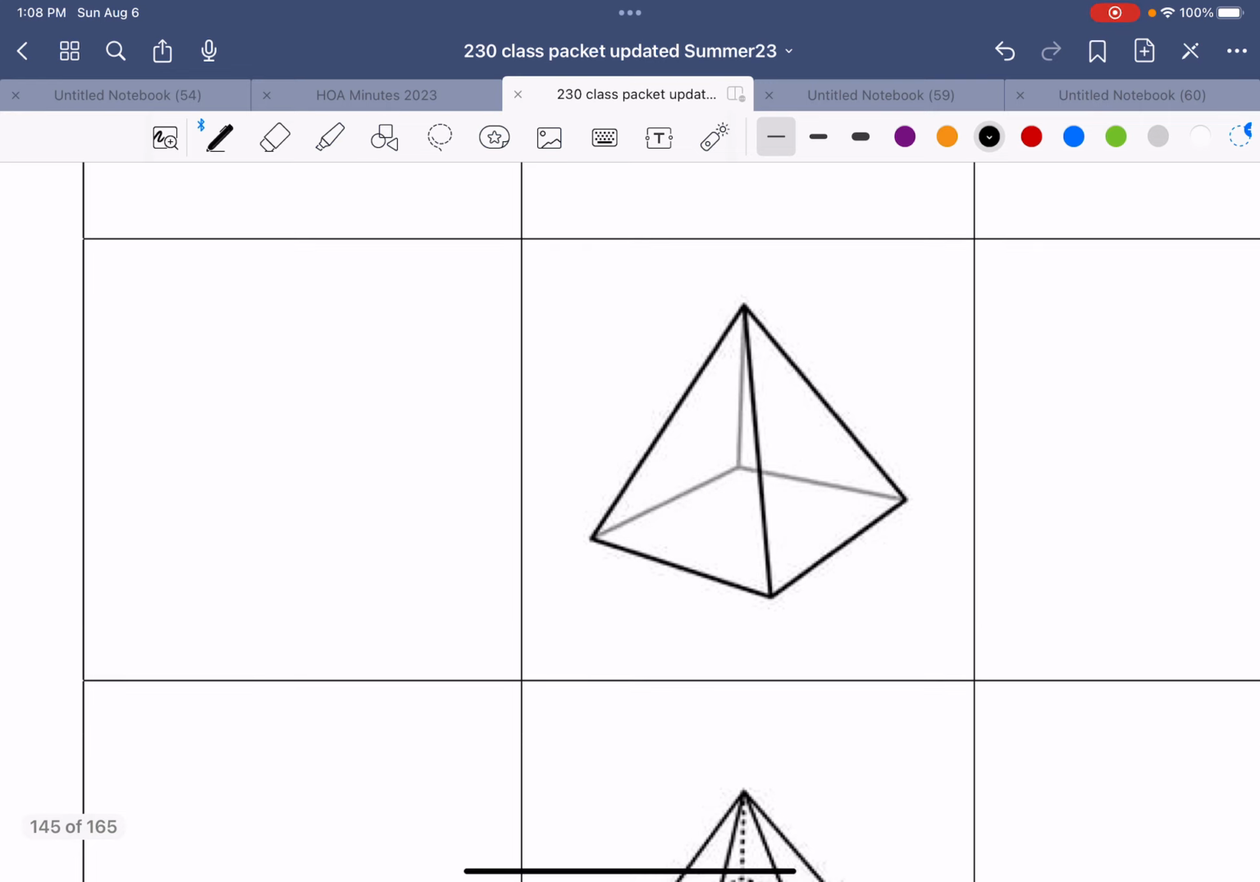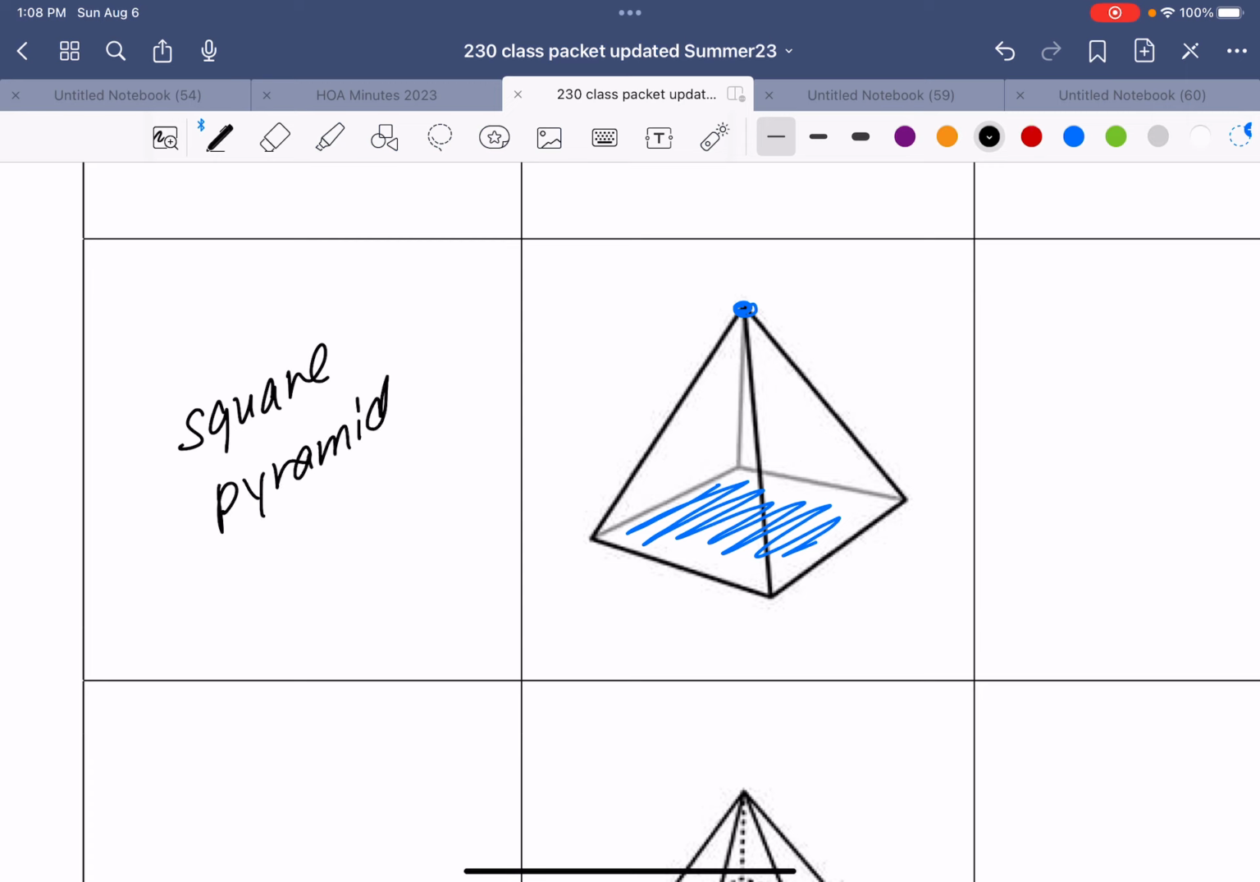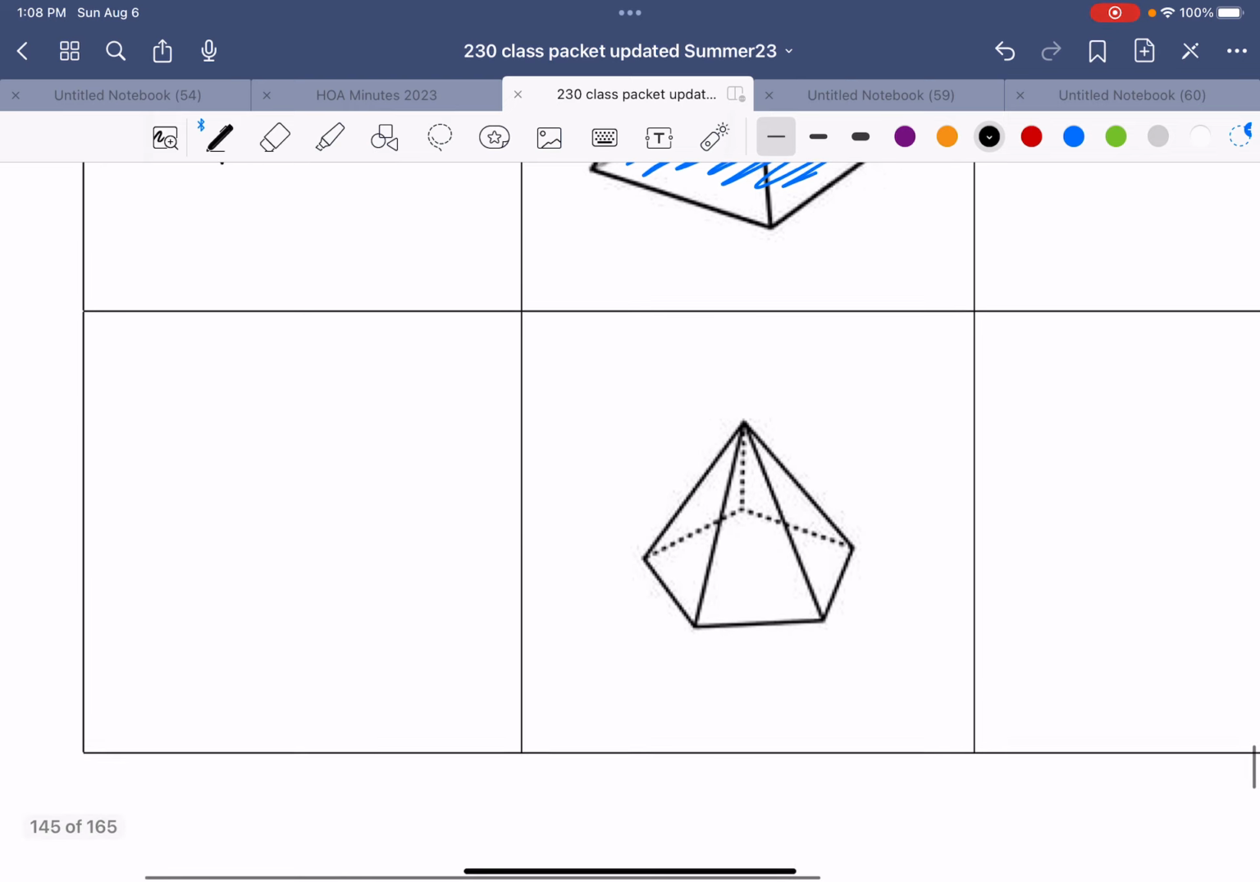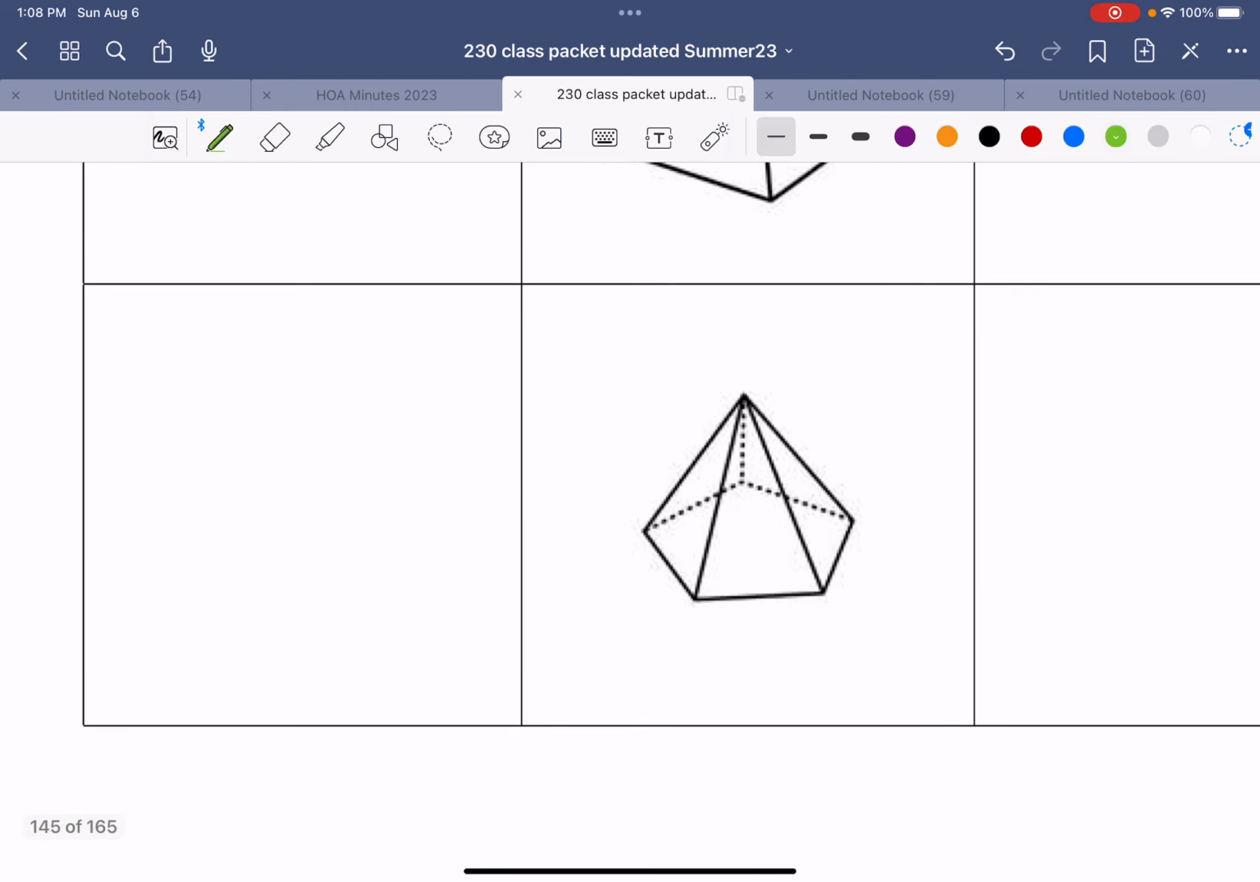On the next one, it still comes to that point at the top up here, but now my bottom is a square. And so that makes this a square pyramid. Next, this one. If we count up the sides on this base figure, there are 5 of them. And that makes this a pentagonal pyramid.